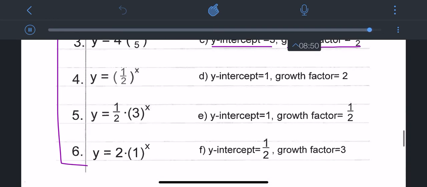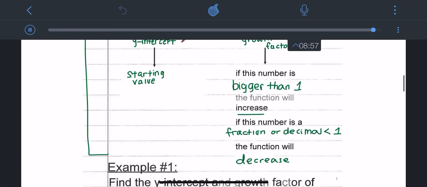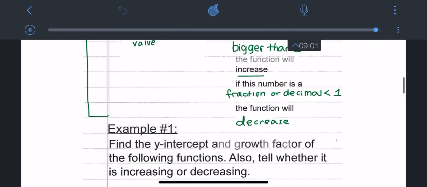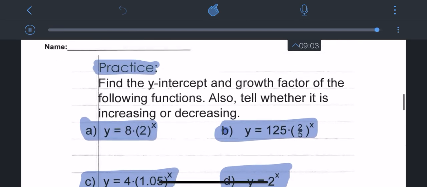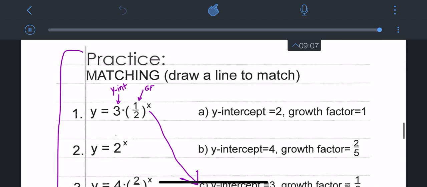All right, so to sum up, on your paper, you should have your warm-up. You should have this note section. And you should have these 2 practice problems. You should have the y-intercept and growth factor practice problems, and you should have the matching section.